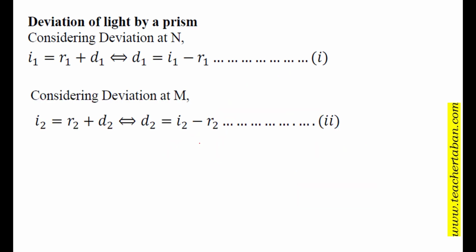So in case you recall, at point M we had our normal. We had our incident ray at this point M, and this was making an angle R2.